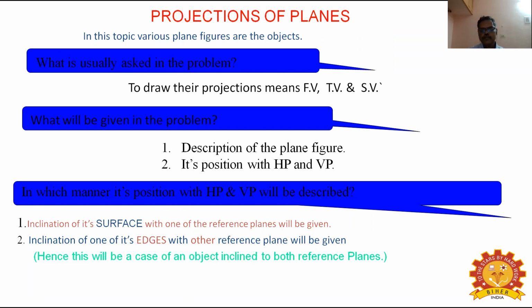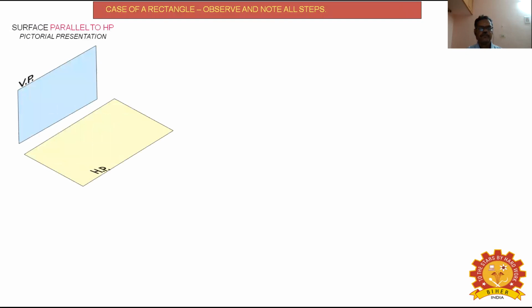Similarly, the same lamina is rotated to VP, and that angle is called phi. Therefore, in problems on the projection of planes, first you have to draw the simple position, then the surface inclined to HP and the surface inclined to VP. Now I will explain by pictorial representation.